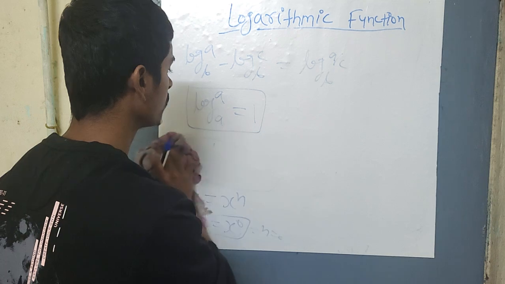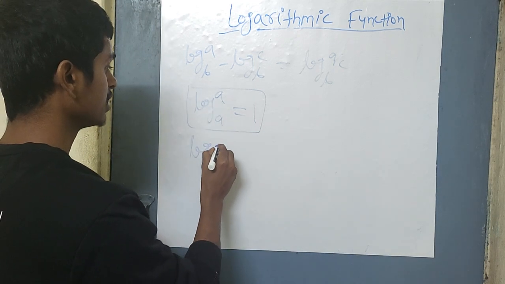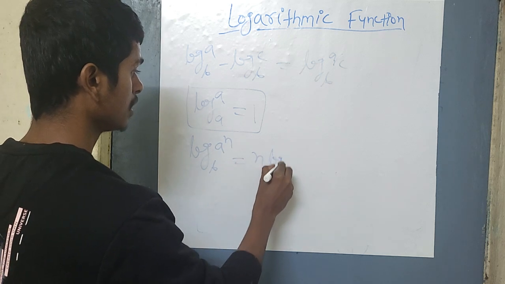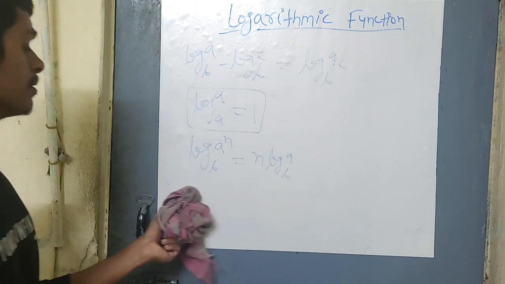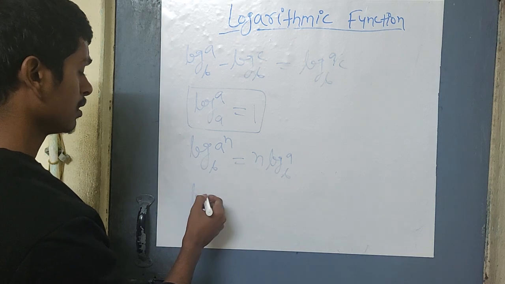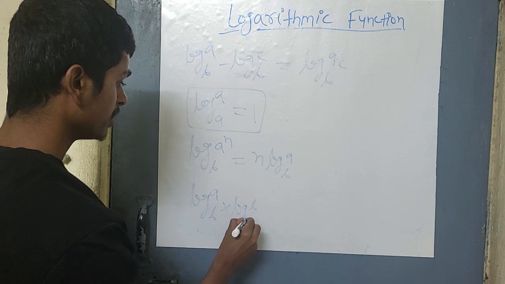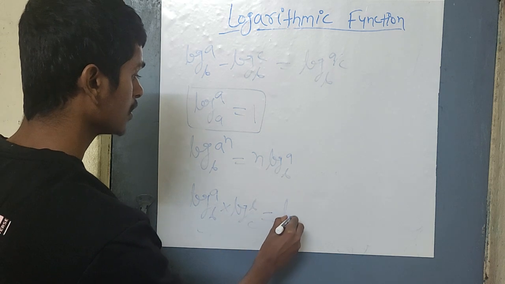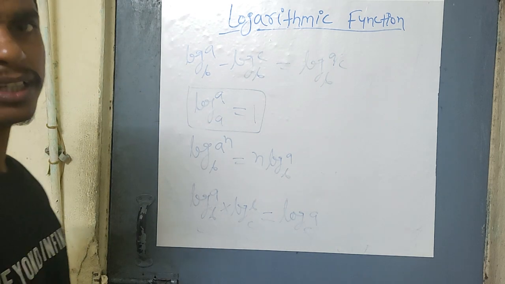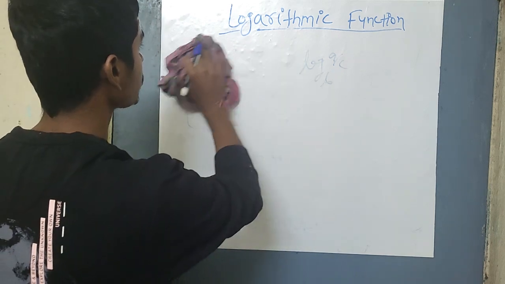Okay, another important basic property I am taking: log of a to the power n with base b. Here you can write n into log a with base b. This is a very basic property. And one more: log a with base b into log b with base c will be equal to log a with base c. With the help of these basic properties, I will explain two very important properties of log.